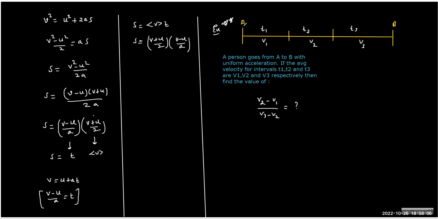So for the first time interval T1, your average turns out to be V1. For the next interval T2, the average turns out to be V2. And the next T3, the average is V3. So you have to use the kinematical equation, use the definition, and assume variables if you need. If you think that you need to assume some variables, do assume and try to solve this question. First of all, tell me, question is clear or not? Yes, sir. Great. Please go ahead.